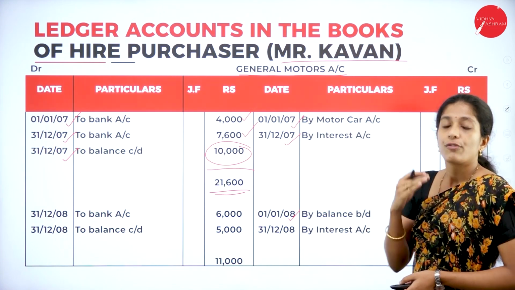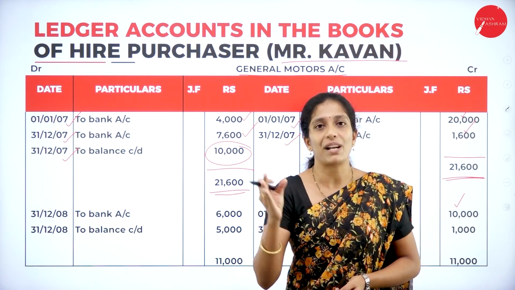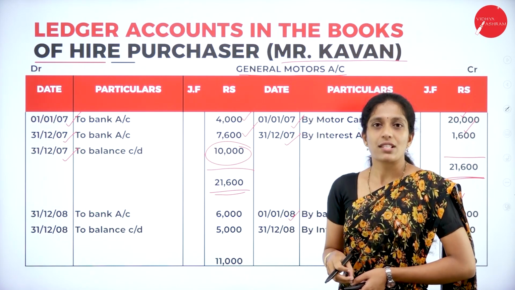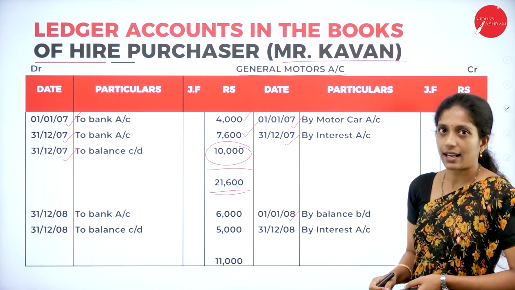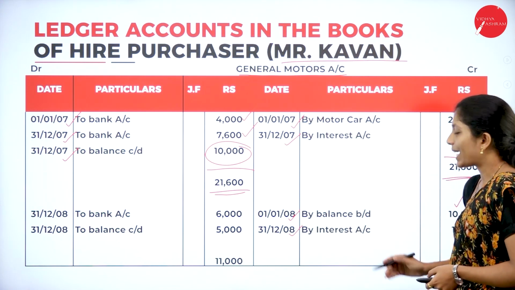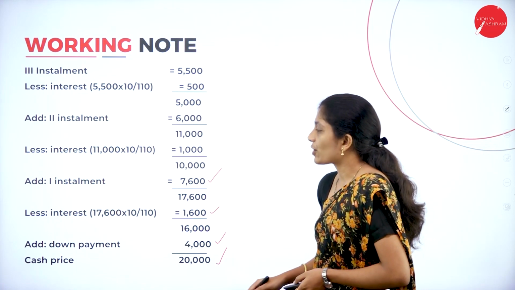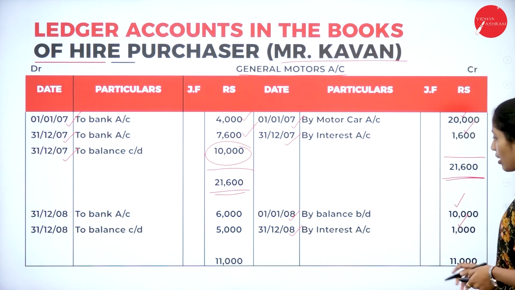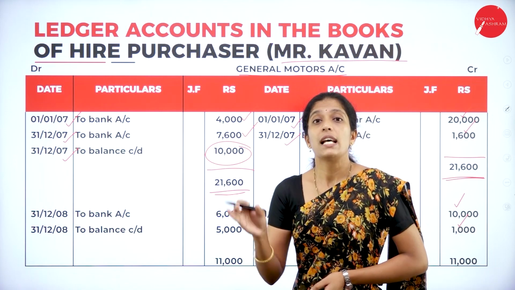Next, as usual, for the second year you don't have the entries for asset purchase as well as down payment, because you have already done that in the first year, right? For the second year, your entry starts from interest due. So what is the entry? Interest account debit to hire seller account, that is at the end of 2008, 31/12/08, by interest account. So what is the interest for the second year? That is 1,000. So record that 1,000 interest.